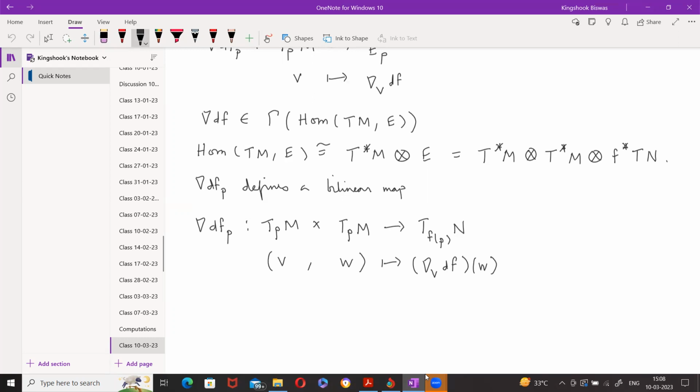And then you can take the tangential component. Yeah, I think that should give the same thing.